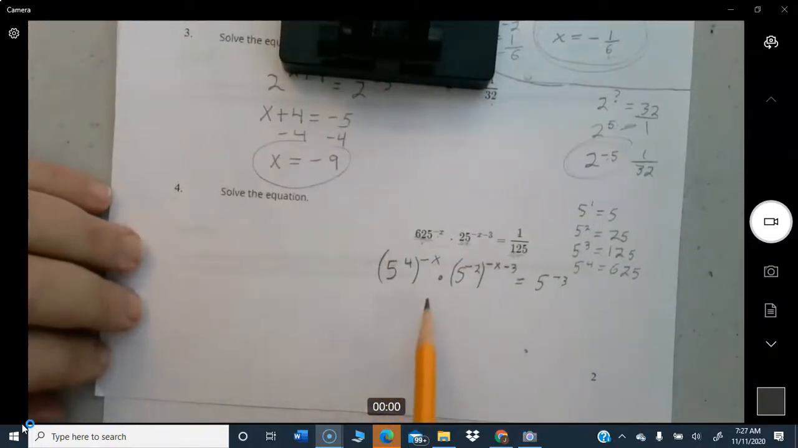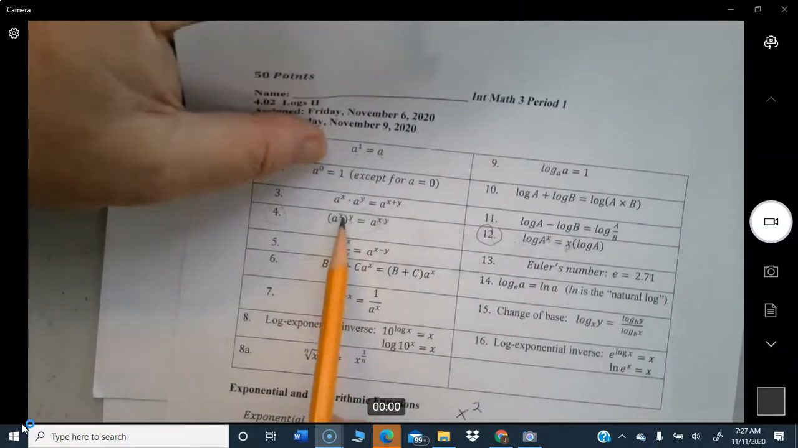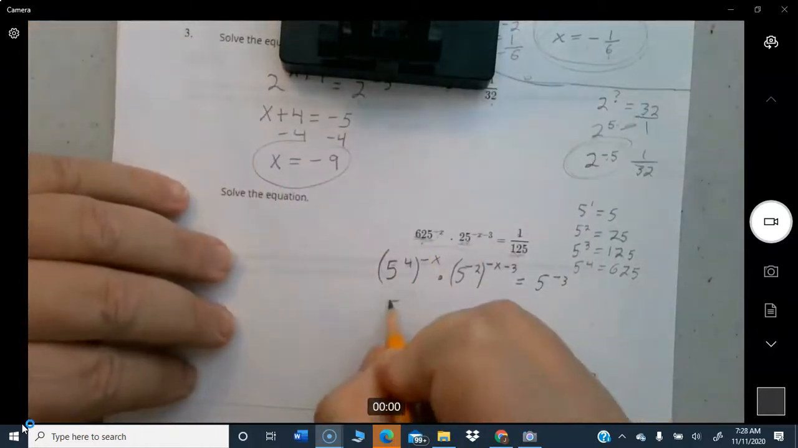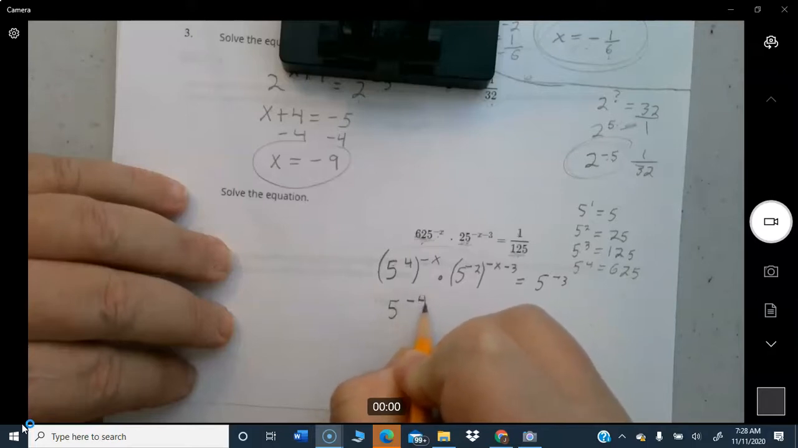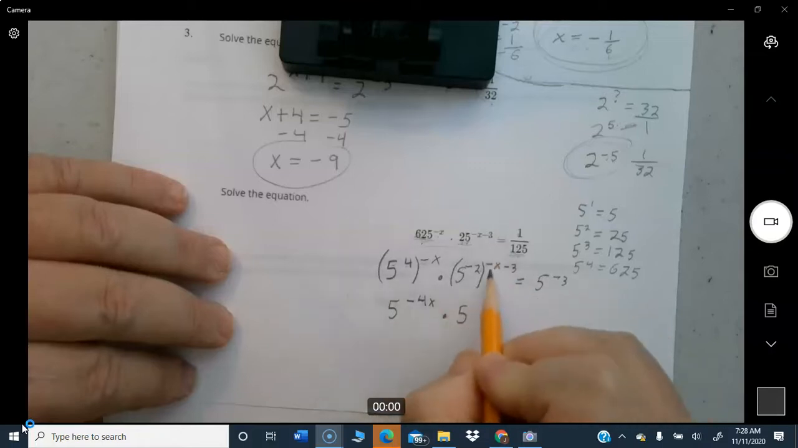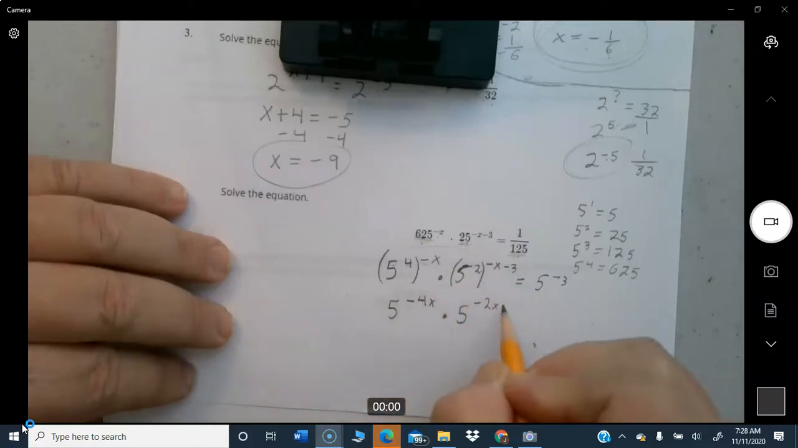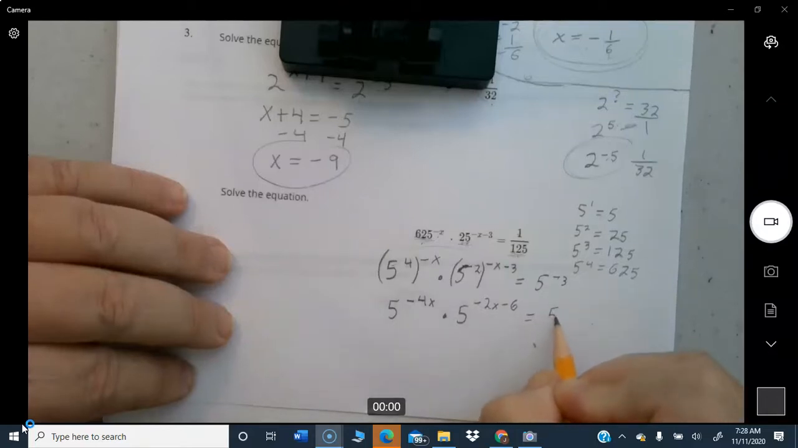So now what do you do with this? Well, you use this principle. First of all, we have to expand this. We have to multiply these two. So we're going back to rule number 4: a raised to the x, then raised to the y, is a to the x times y. So we're going to make this 5 to the negative 4x times 5 to the 2 times negative x, so that's negative 2x, and 2 times, let me be careful, that is a 5, it's not a negative sign there. It's 2 times negative 3, which is negative 6. And then over on this side we still have 5 to the minus 3.